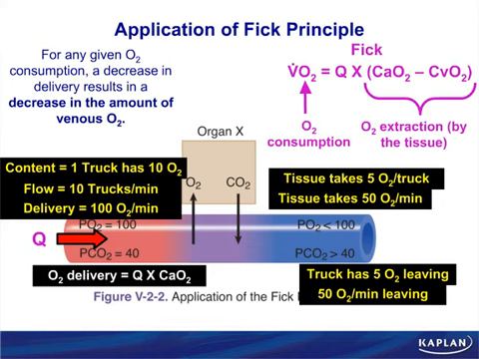Again, notice we didn't even use a calculation. We're using the Fick principle, but we're not even making a calculation. Venous oxygen goes down, you know immediately delivery went down. Now we just have to figure out which it is. A flow problem or a content problem? Or both? Very powerful application of the Fick principle for physiology and for Step 1.